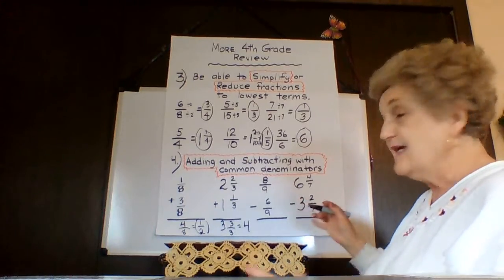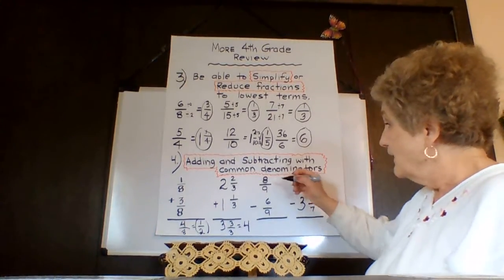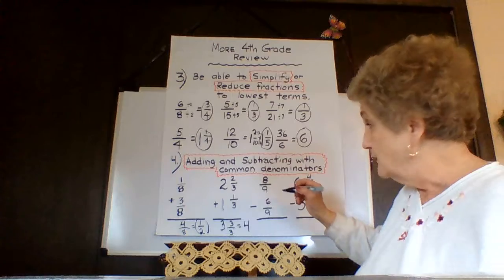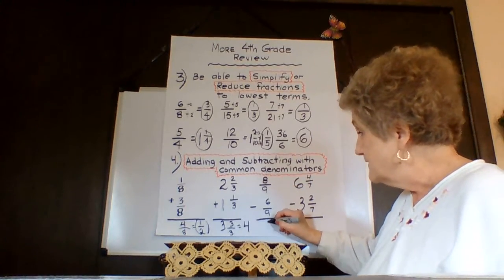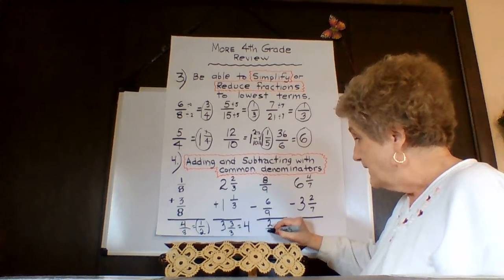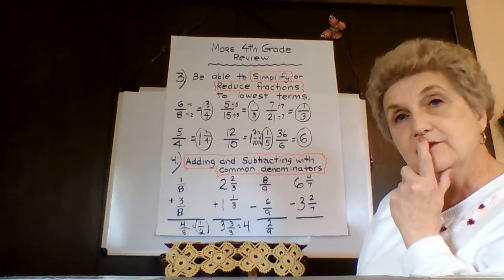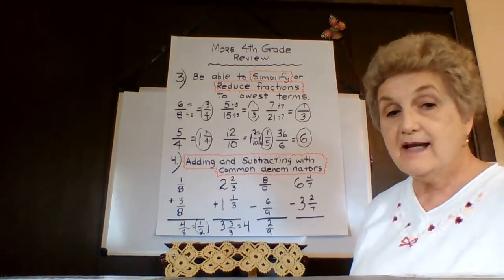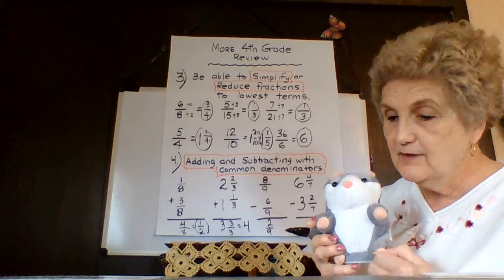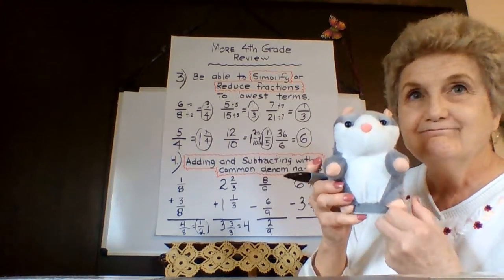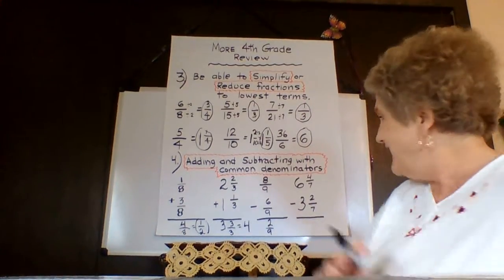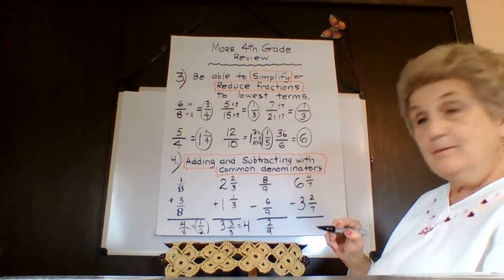Okay? Now we do the same thing with subtraction, right? Okay, the subtraction, now we subtract the numerators. 8 minus 6 is 2. Don't mess with the denominator. And then we check to see if it can be reduced. Can 2 9s be reduced? I don't think so. Can it, Mr. Buddy? Can 2 9s be reduced? No. Very good.